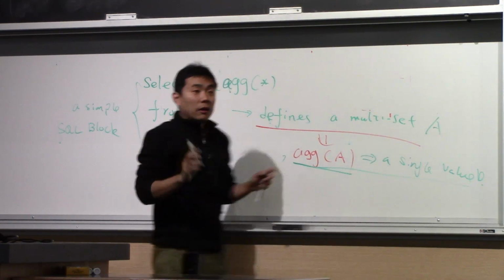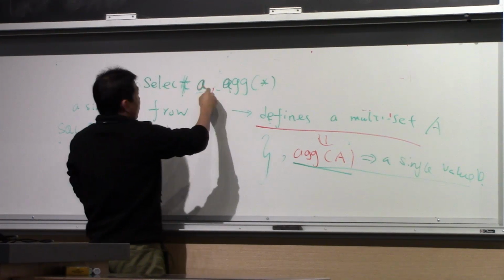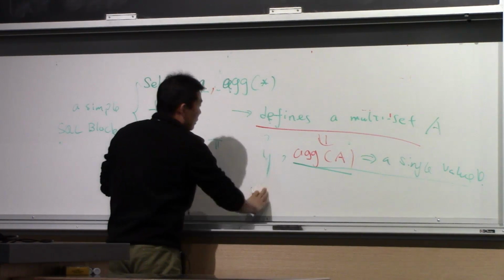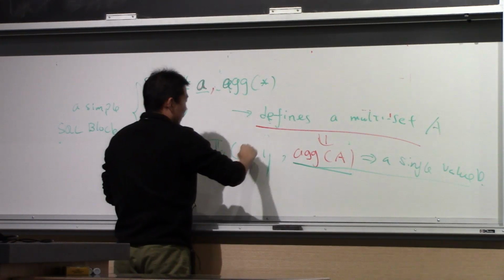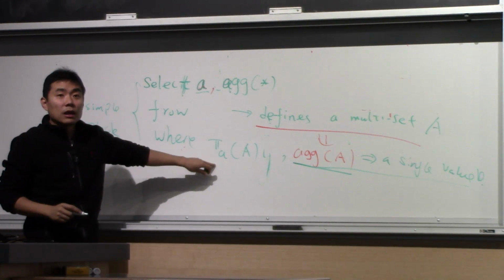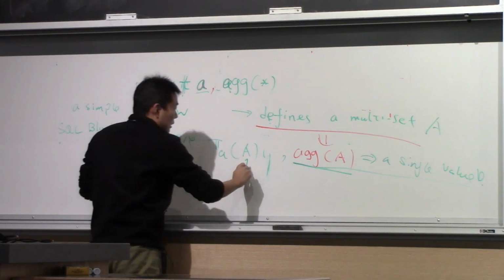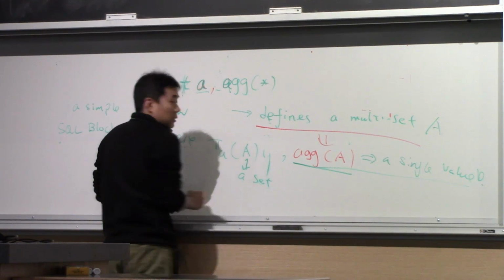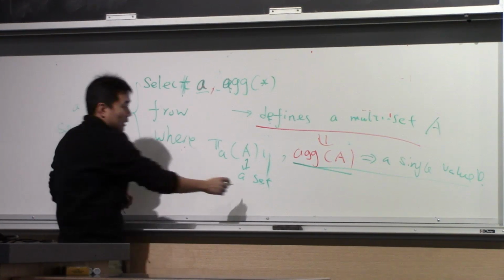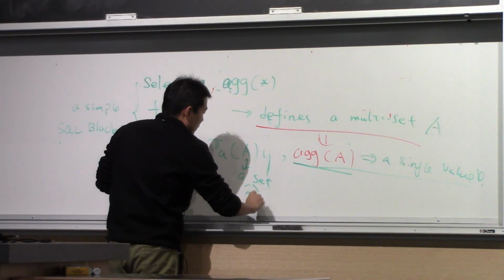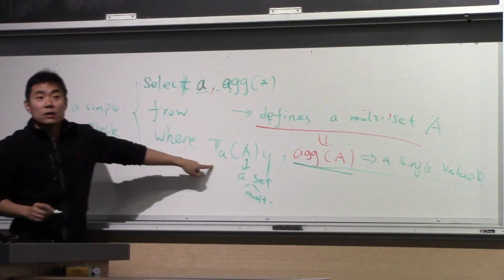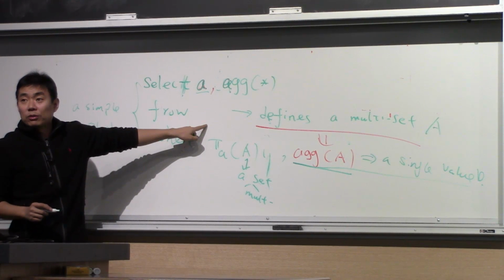Does that make sense? And what's this A over A? You are trying to pair this with projection out of A, which is a set. This gives you a set. Without this thing, this actually is a marked set. Does that make sense? Do all of you follow what I'm saying?